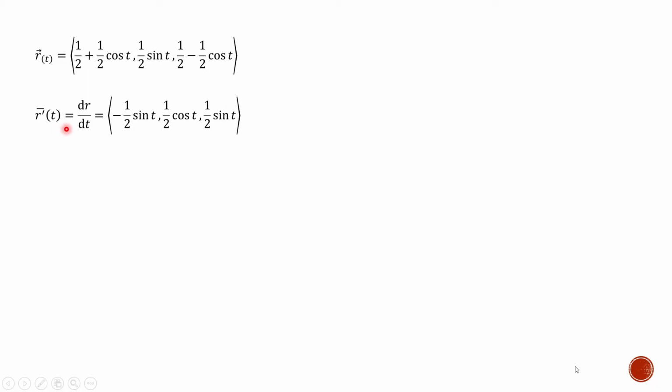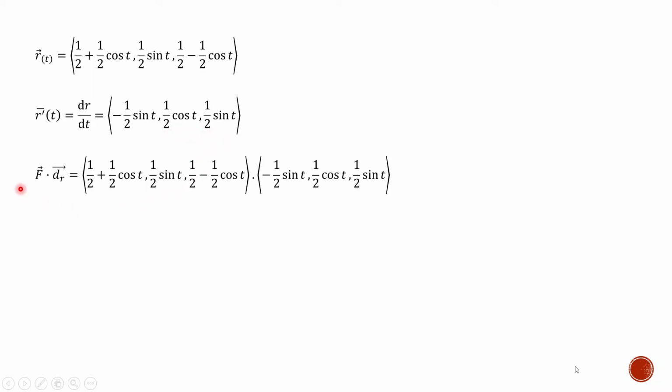r'(t) is equal to dr/dt, which is equal to −1/2 sin t for i, 1/2 cos t for j, and 1/2 sin t for k. Then we have to dot it, F dot dr. We have to write it out first.